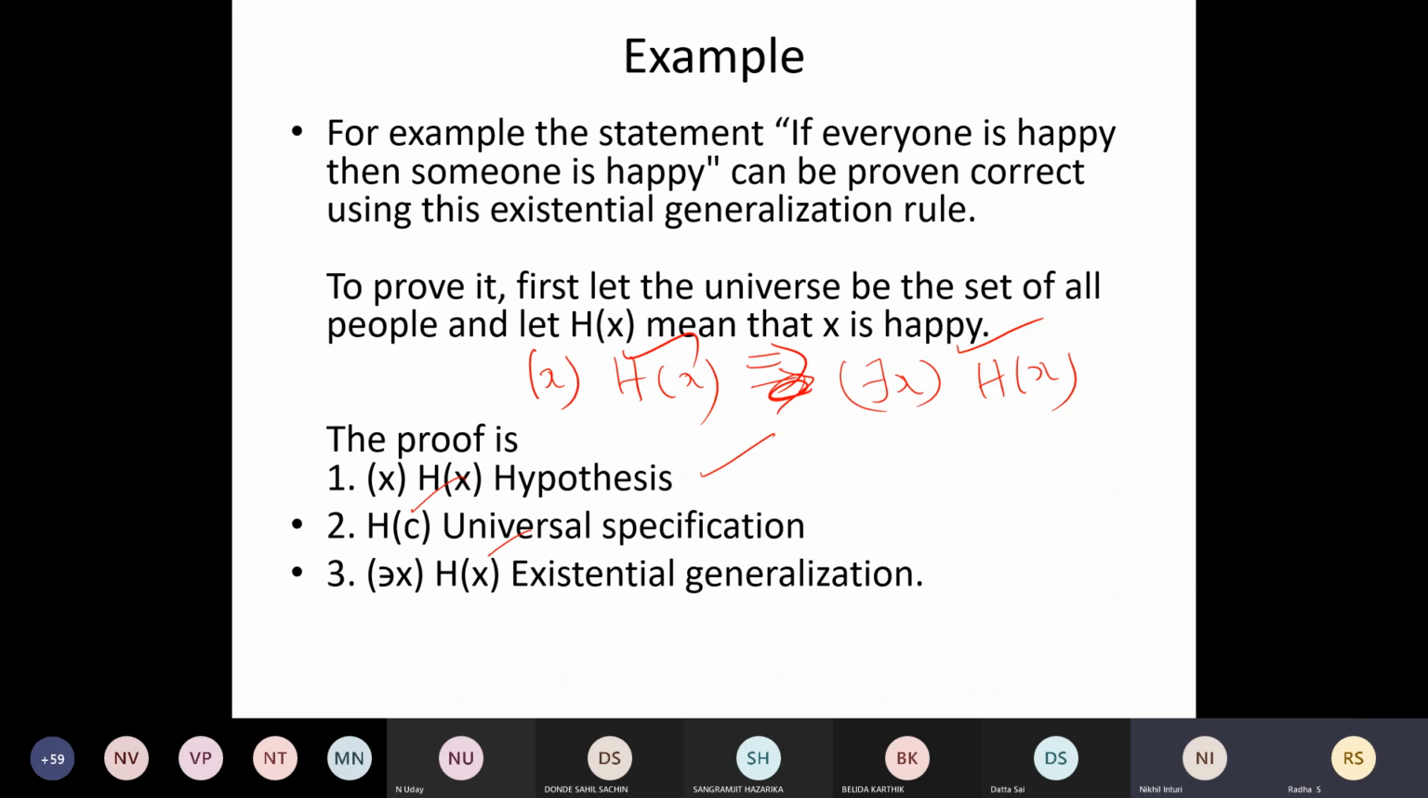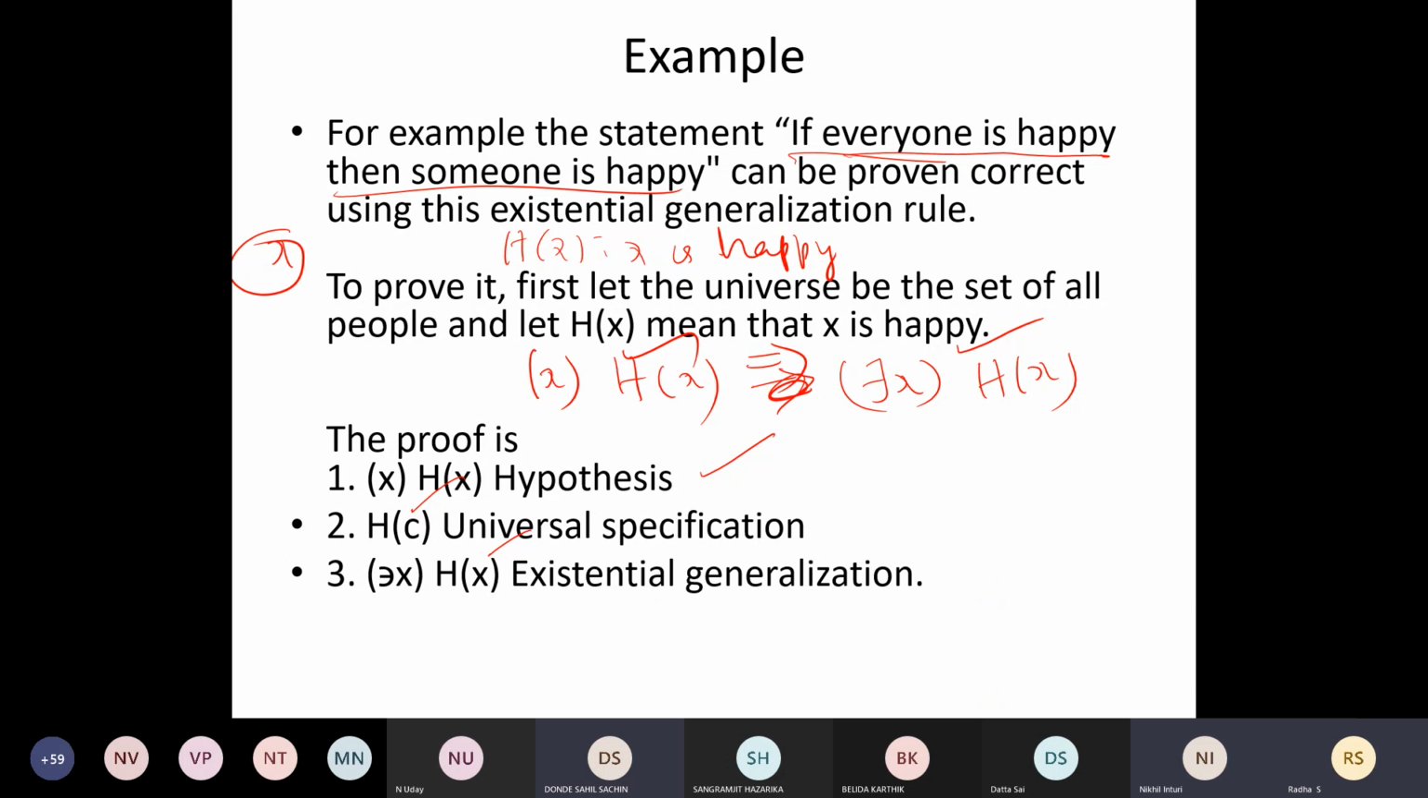Here also, I think directly we can see it's very easy. If everyone is happy, then someone is happy. Here I'm not using a specific domain, I'm using the universe of discourse to be all people. Whenever I take x, x is nothing but a person, a human being, right? So what is the thing I need to prove here? I am assuming everyone is happy, then I should prove someone is happy. Suppose h of x denotes x is happy, and my universe of discourse contains all people. Then how do you write everyone is happy?